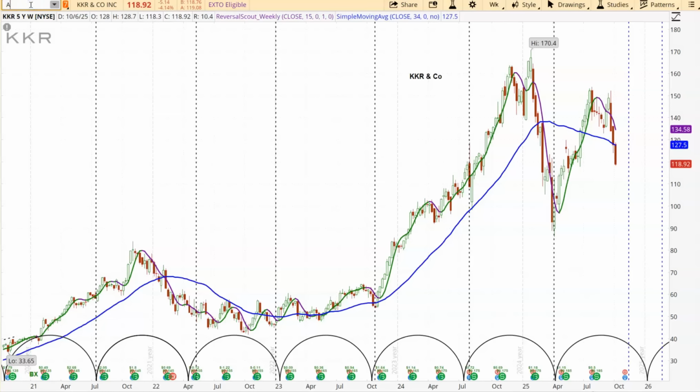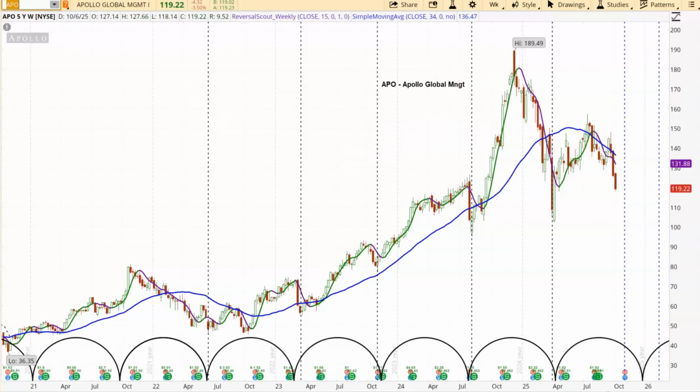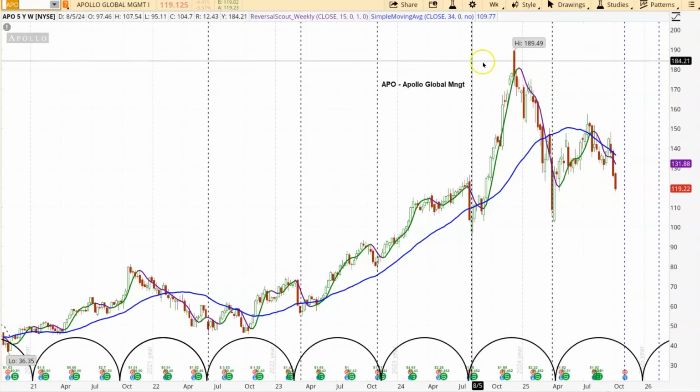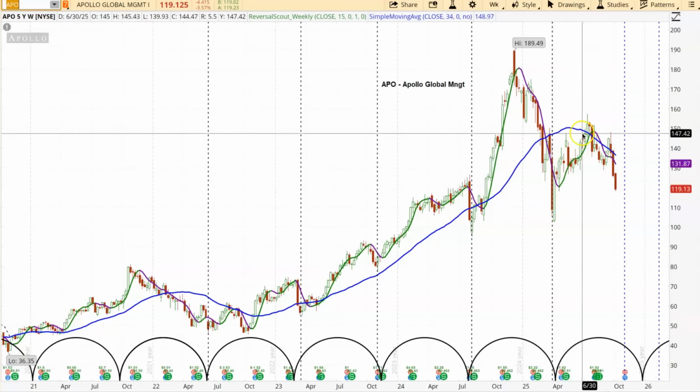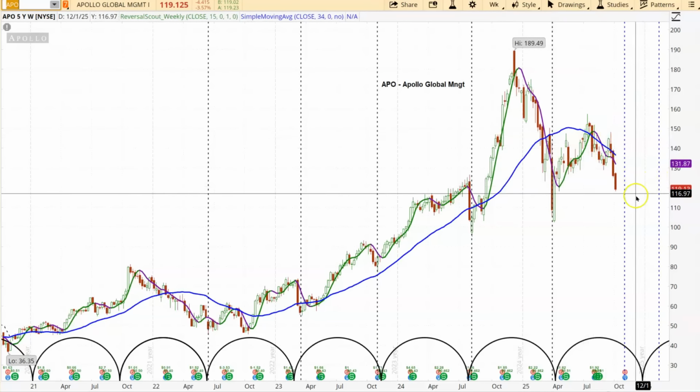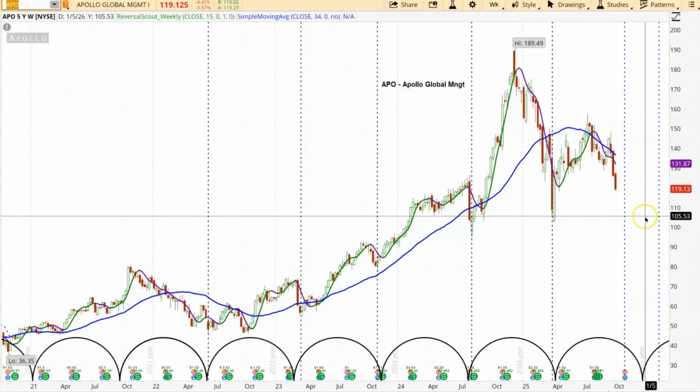Let's take a look at APO, which is going to have a similar look to it. This is Apollo. These are all these private equity companies. And you could see the high was actually made here in 2025. Here's where you got the upward turn, and here's where you got the downward turn. And again, this points to declining prices out over here into 2026.